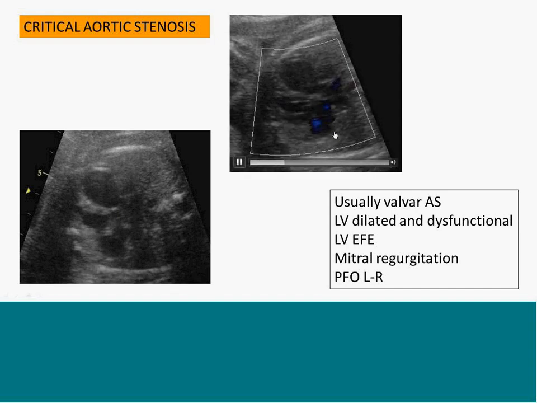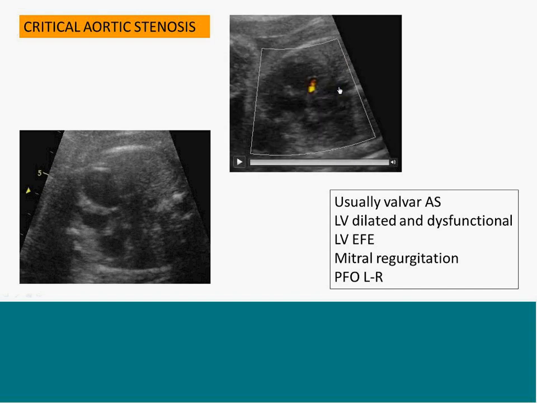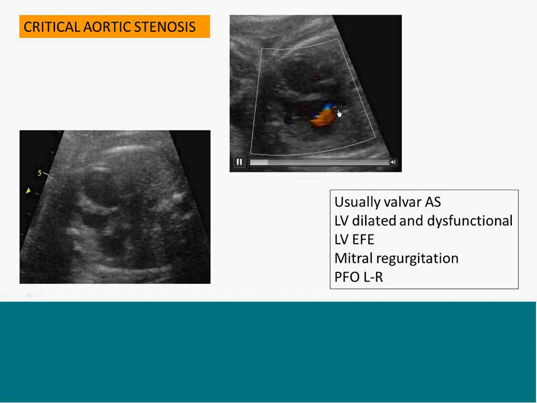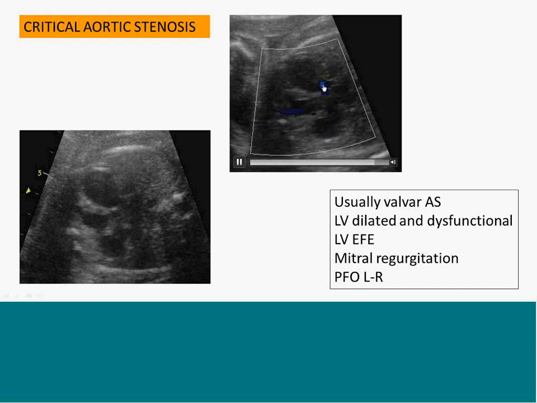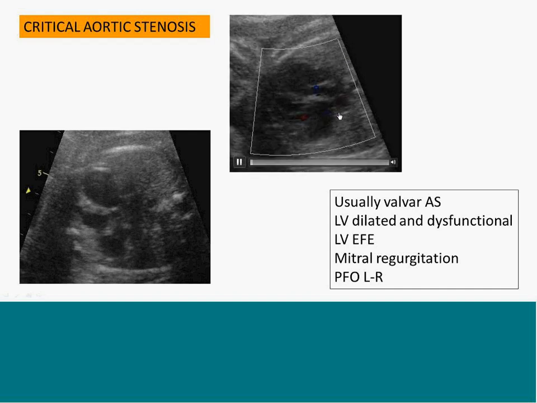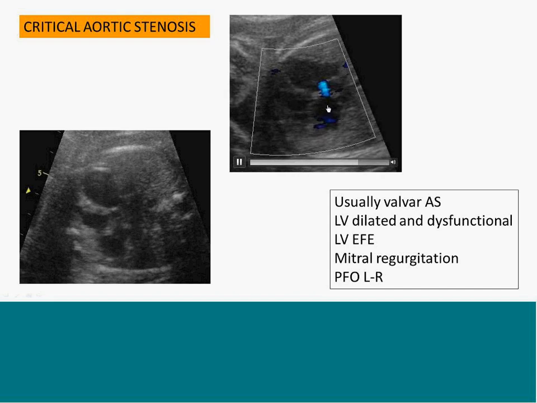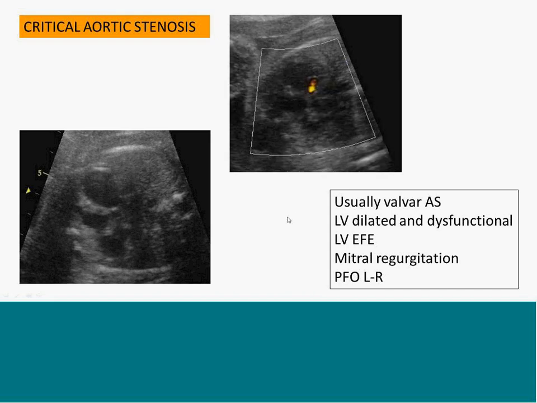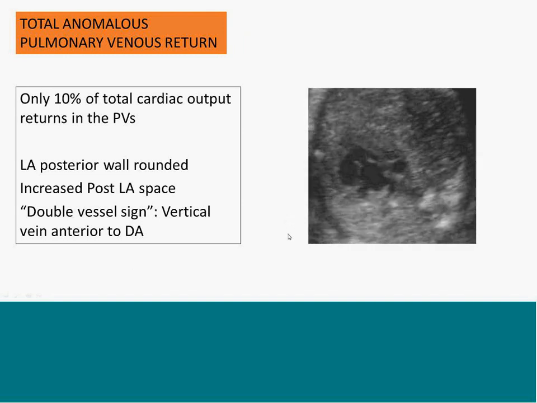The other thing in four-chamber view which can make you suspect it is the direction of the PFO. The PFO starts shunting from the left atrium to the right atrium, and that's because of the LV dysfunction and the increased left ventricular end-diastolic pressures, sometimes along with mitral regurgitation. See the left ventricle like this, not functioning, with EFE, you can suspect critical stenosis. Now about the outflow tracts.